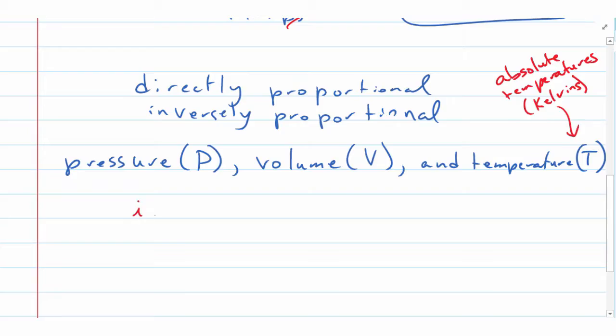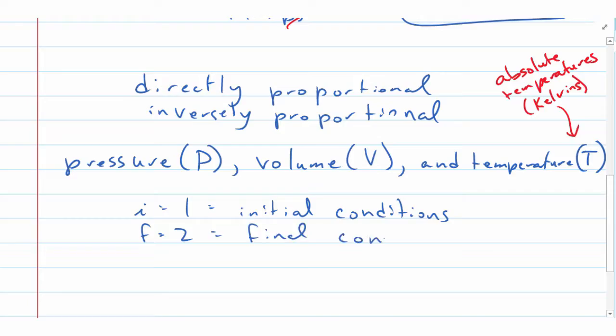Also, you're going to see these labels in your text as well as how I write them. Sometimes you'll see subscripts with the letter I, sometimes with subscripts of 1. I like to use the numbers. I think your author uses numbers as well. But if you see a subscript of I or a subscript of 1, this stands for initial conditions. And a subscript of F or a subscript of 2 stands for final conditions. Initial conditions and final conditions.